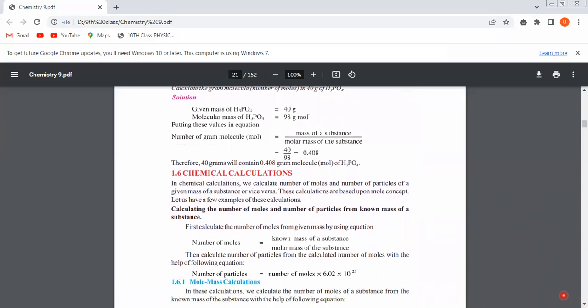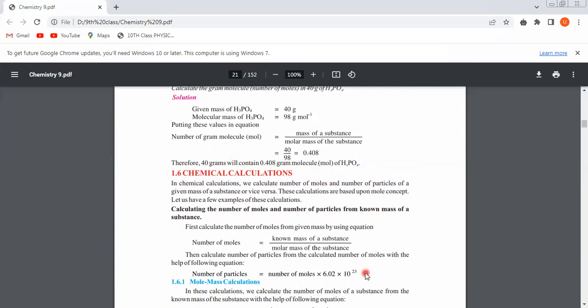Chemical calculation. In chemical calculation, we calculate the number of moles and number of particles of a given mass of a substance or vice versa. These calculations are based upon the mole concept. Let us have a few examples of this calculation, calculating the number of moles and number of particles from a known mass of a substance. First, calculate the number of moles from the given mass by using the equation: number of moles = mass of substance divided by molar mass of the substance. Then calculate the number of particles from the calculated number of moles with the help of the following equation: number of particles = number of moles multiplied by 6.02 × 10^23.